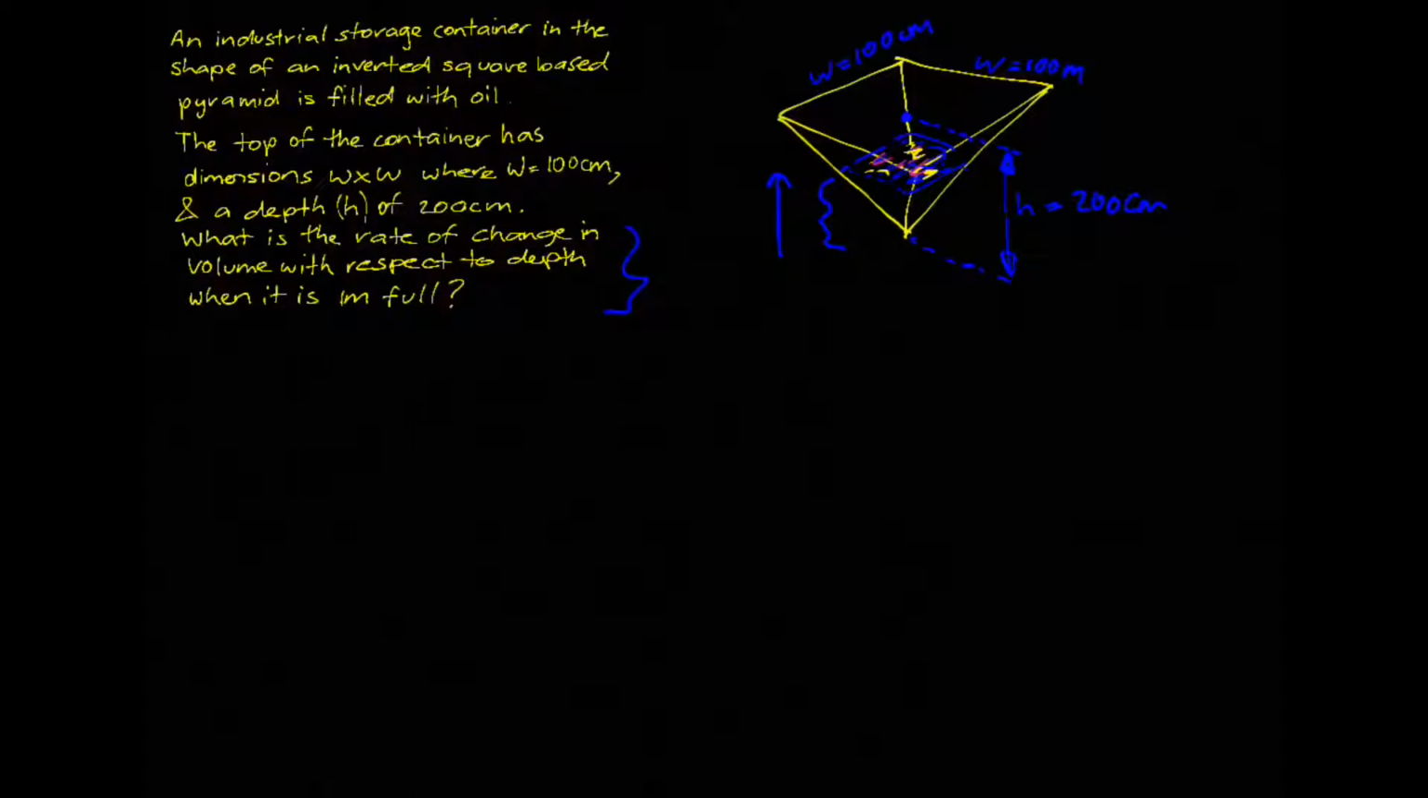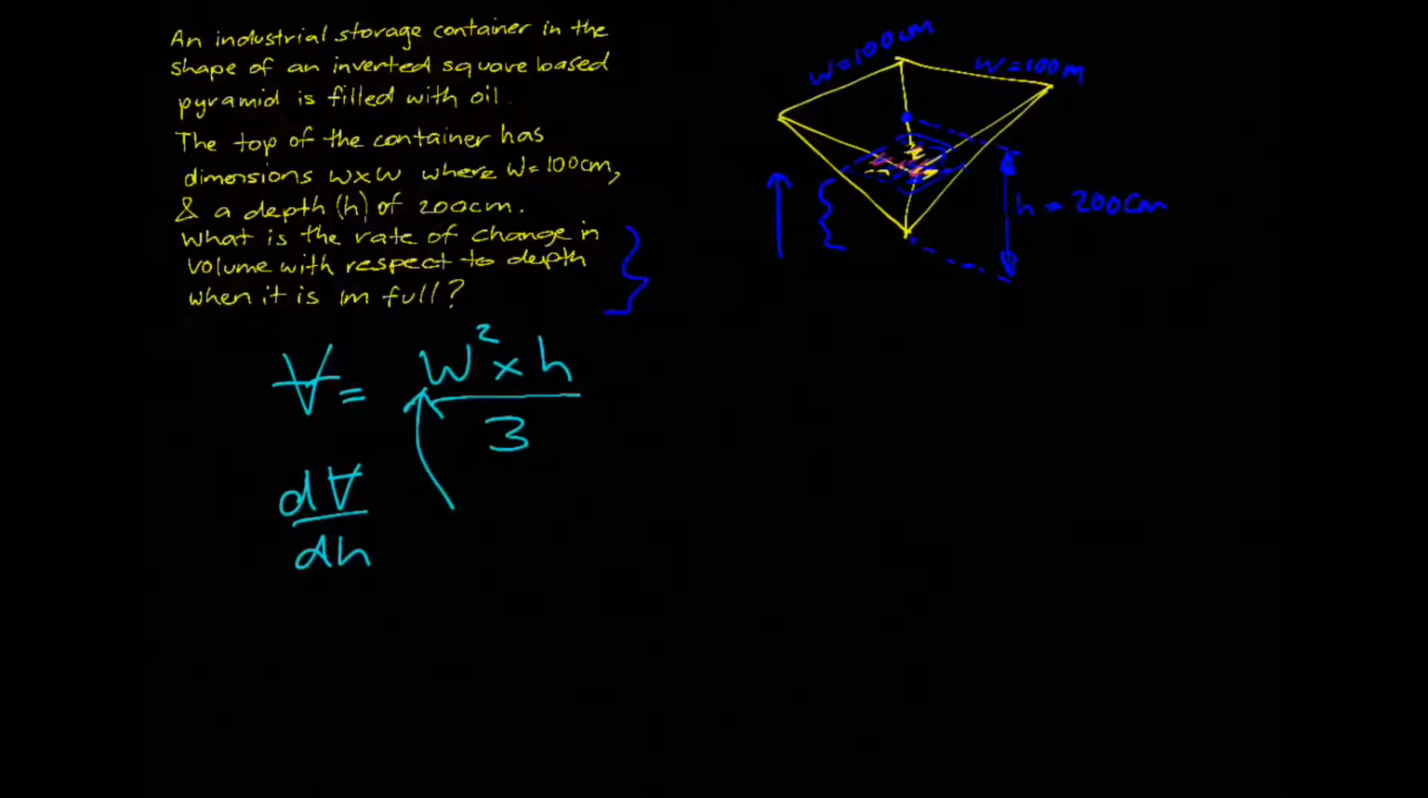So we know the equation for volume of a square-based pyramid is equal to W squared times H on 3. But we only want to know the rate of change of the volume with respect to depth, which is dV on dH. So we need to get rid of this W because it is a variable, it changes, so we can't just keep it in there as a constant.